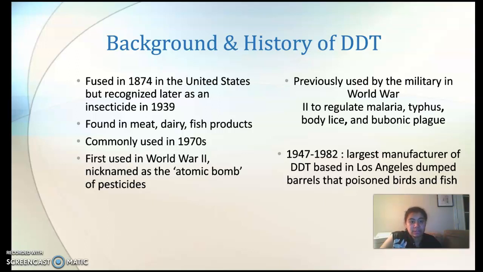Between 1947 and 1982, the largest manufacturer of DDT was in Los Angeles, and they dumped barrels of it on the ocean floor. Scientists found that this poisoned birds and fish.